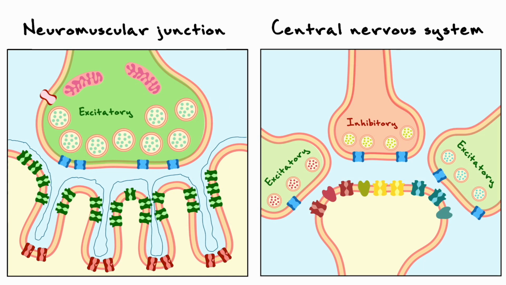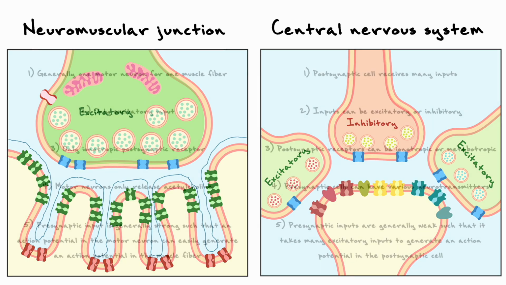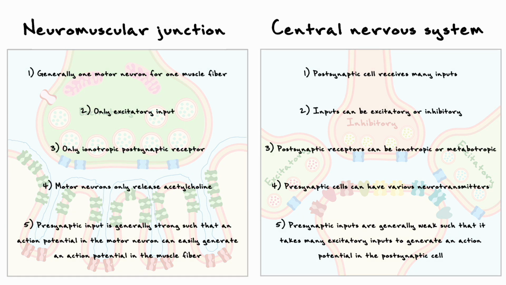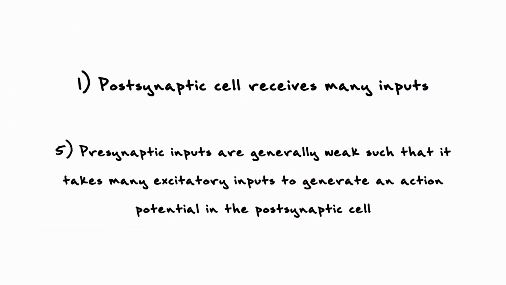Alright, now back to the schematic where we've established the differences between the neuromuscular junction and the neurons in the central nervous system. We have two final but very complex differences to discuss, which is the fact that the postsynaptic cell receives many inputs, and these inputs are generally weak, such that it takes many excitatory inputs to generate an action potential in the postsynaptic cell. These two statements seem rather simple and encompassing, but they hide a few key aspects that are fundamental to neurons.